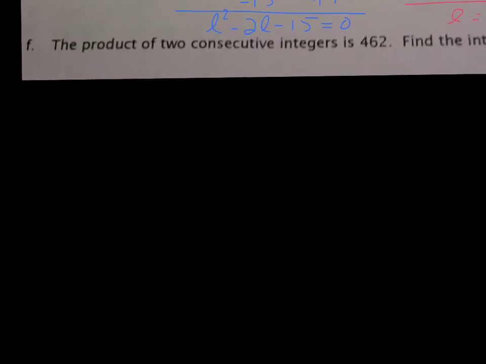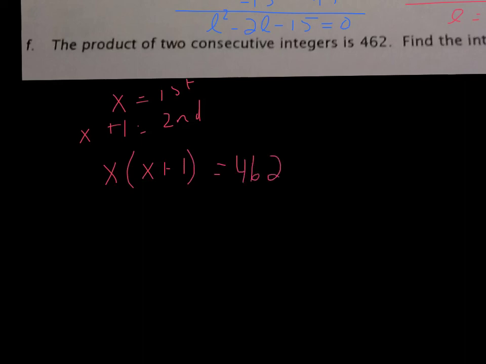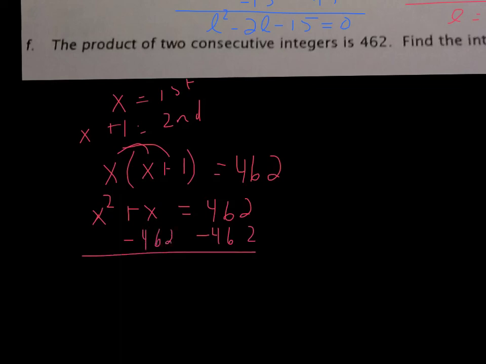Okay, the product of two consecutive integers. So x is the first, x plus 1 is the second. Product, so we're going to multiply them. x times x plus 1 is 462. Okay, so let's distribute. x squared plus x equals 462. Subtract 462. Holy cow, this is a big one. x squared plus x minus 462 equals 0.